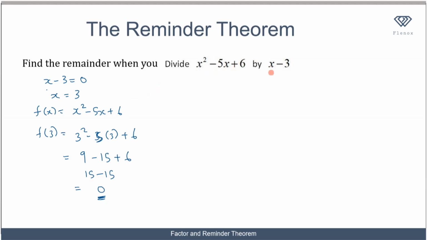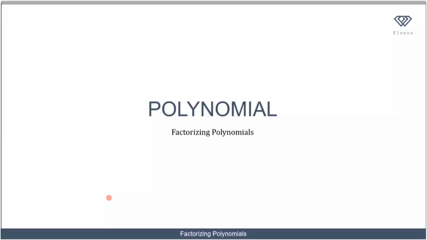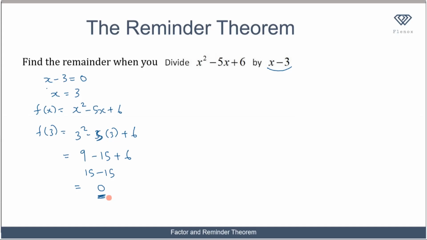What does this tell you? It tells you directly that this is a factor, because when you divide a number by a factor, the remainder is 0. So this is another tip for you to note. When you divide by a factor and use the remainder theorem, you have to get the remainder as 0. That pretty much sums up all you need to know about the remainder theorem.